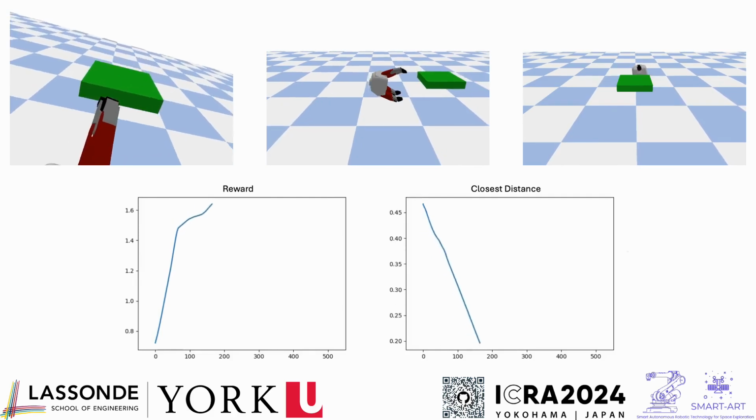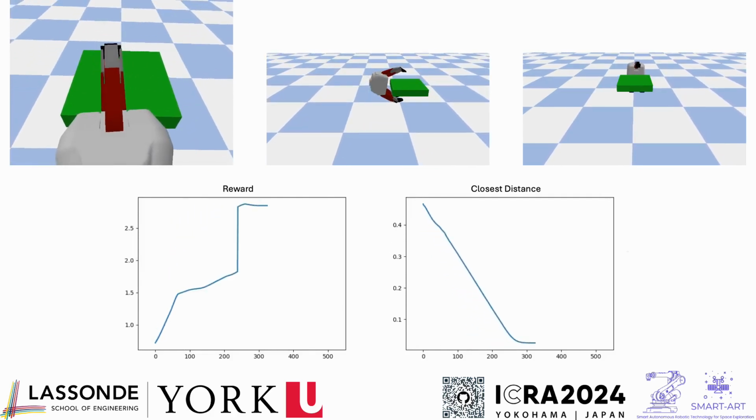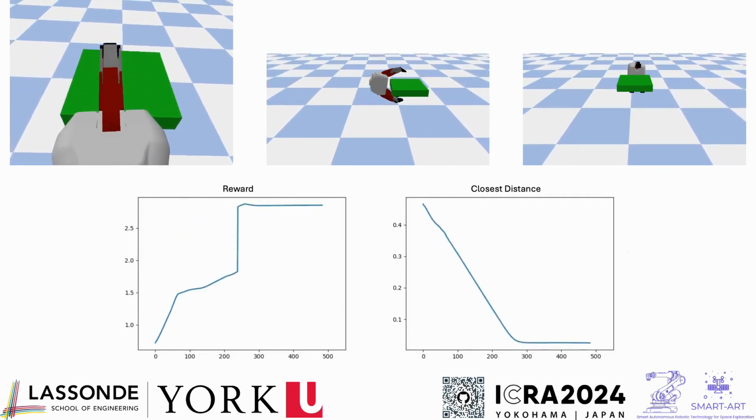Here's a random episode from the simulation environment after training. You can observe how the agent reduces the distance without touching the target, while consistently maintaining its reward close to the maximum possible value of 3 at each time step.